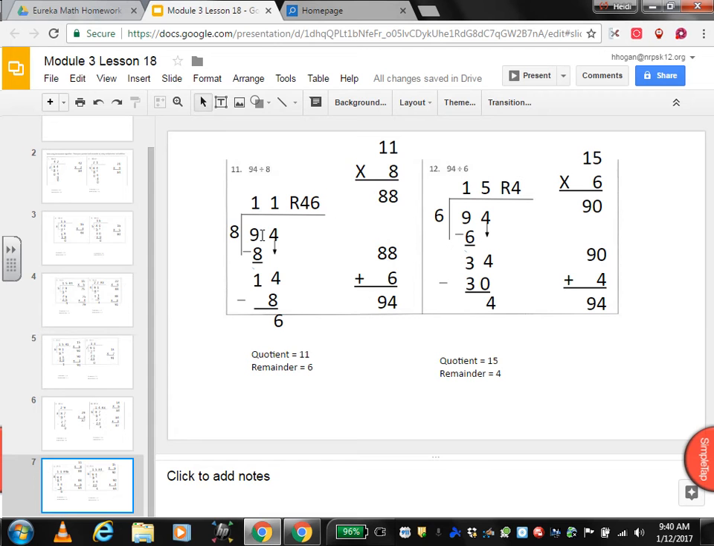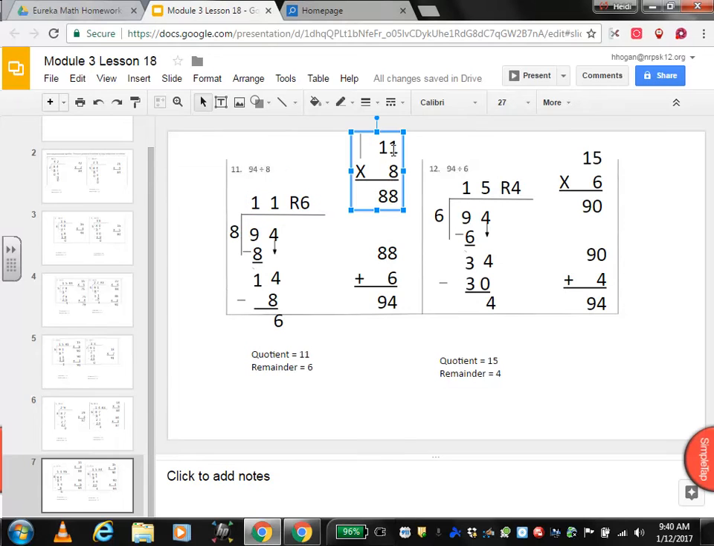Okay. 94 divided by 8. 9 divided by 8 is 1. Multiply. 1 times 8 is 8. Subtract. 9 minus 8 is 1. Bring down. So we have 14. 14 divided by 8 is 1. Multiply. 1 times 8 is 8. Subtract. 14 minus 8 is 6. So our quotient is 11. Our remainder, not 46, 6.